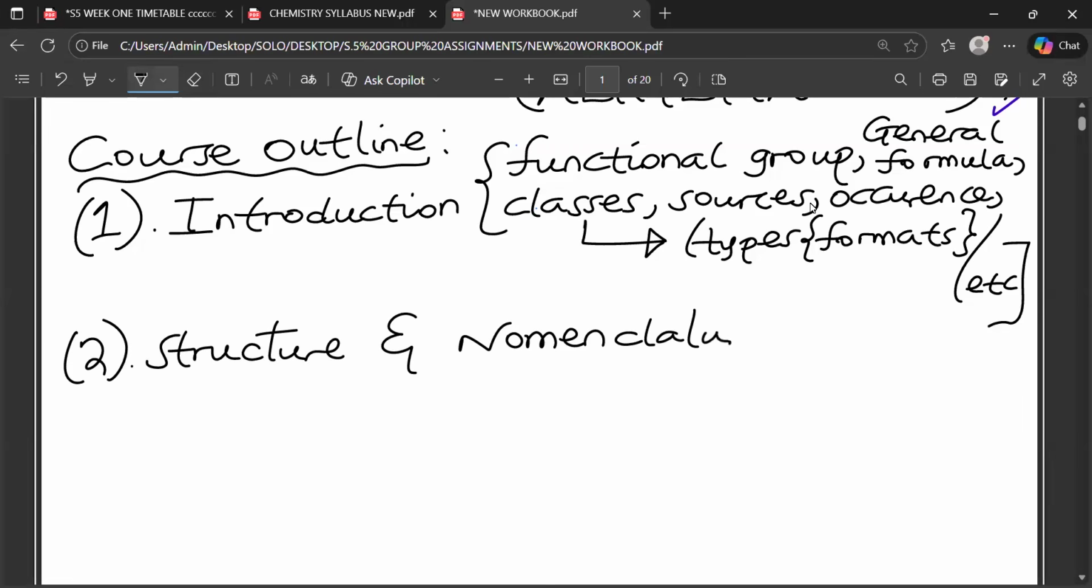Let me see those who have been attending with me since day one and have been following. What usually comes after structure and nomenclature? If you've been following very well, you've introduced things very well. You've learned how these structures are sketched. You've learned how names are derived. What usually comes after structure and nomenclature? What do we usually talk about?